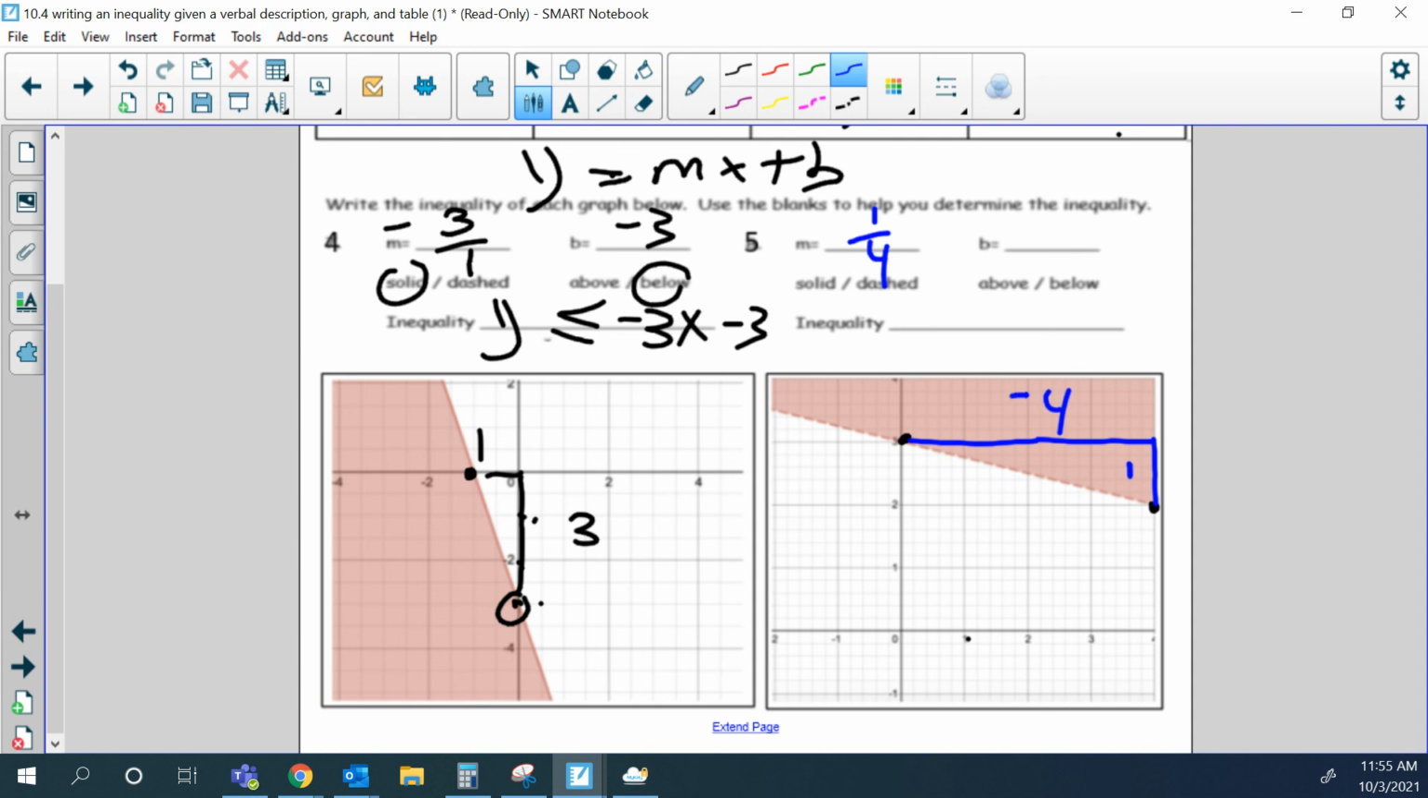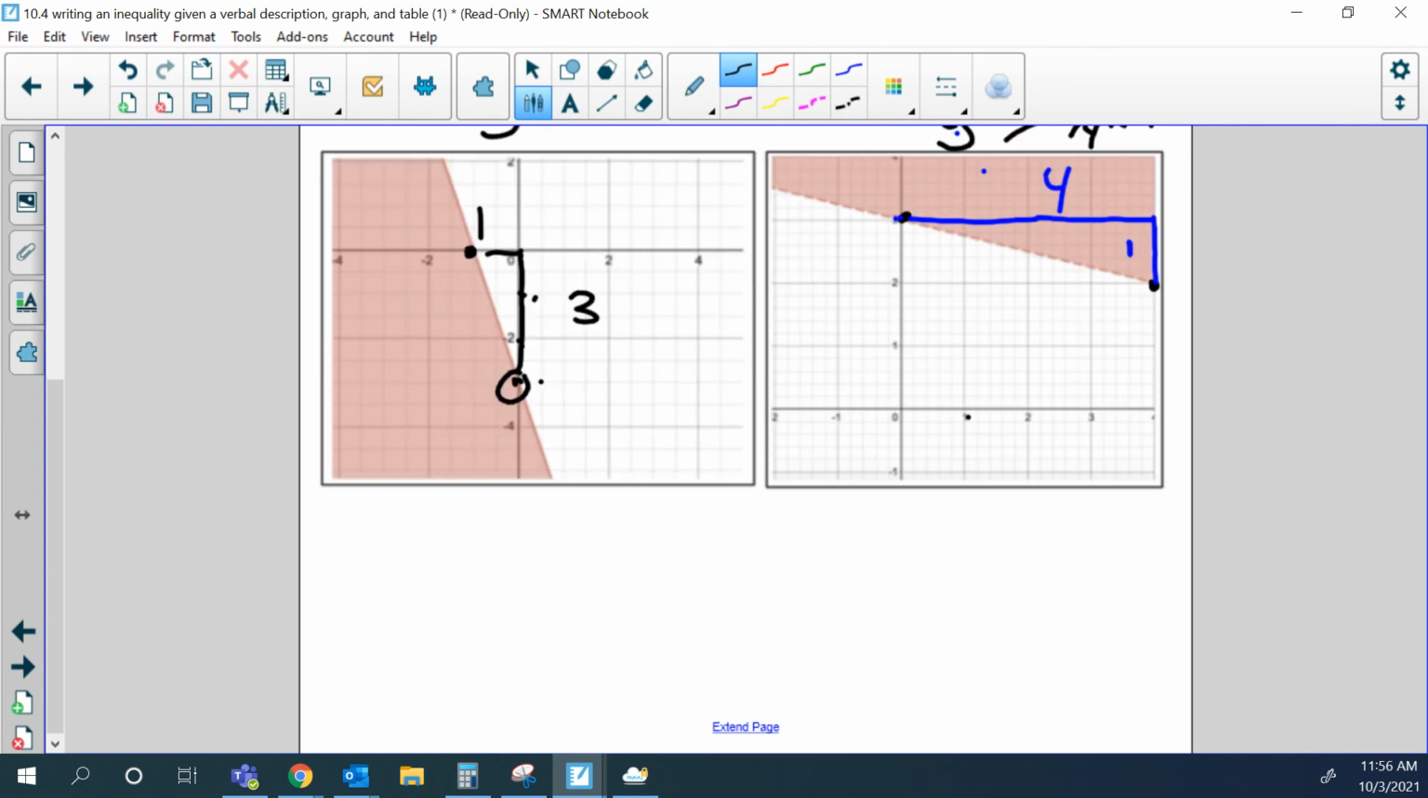But because I ran to the left, my slope is going to be negative. My y-intercept in this case, the line crosses the y-axis at 3. So that's going to be 3 right there. The line is dashed, and we shade above the line. So therefore, the inequality I'm going to use, and you can verify with your chart, is going to be above. It's going to be greater than right there. And so my equation is going to be y is greater than negative 1/4 x plus 3.